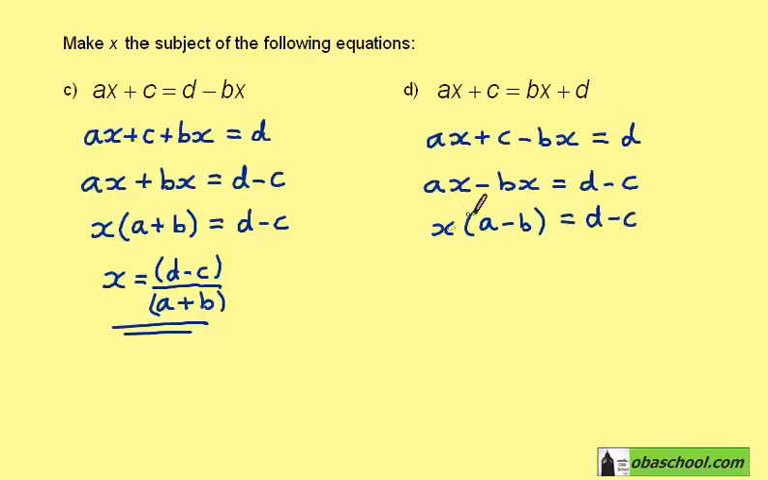Note with the bracket, x times a is ax, x times minus b is minus bx. Now divide both sides by the bracket, and we get d minus c over a minus b. This is okay without the brackets, but I often put brackets in just to make things clear.